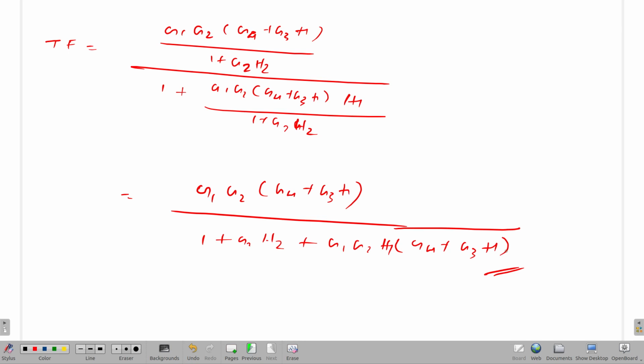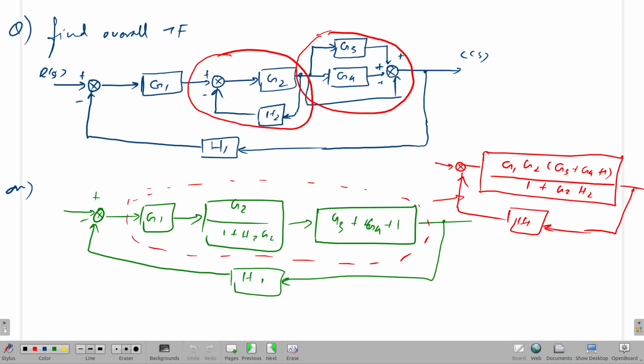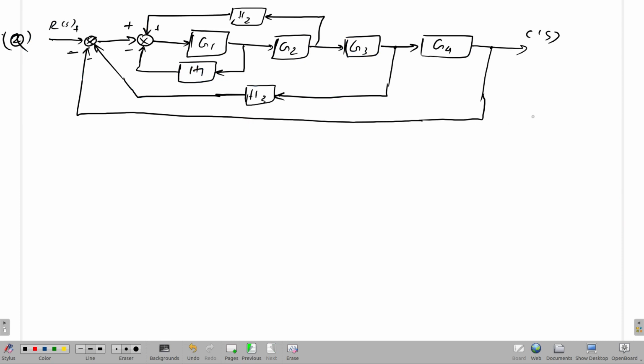Now that I have shown how to do the reduction, the cascading and feedback and things like that, I won't explain how to reduce certain blocks. I will just show you which blocks to reduce and how to split them. So this is our new question. The question is again: find the overall transfer function.